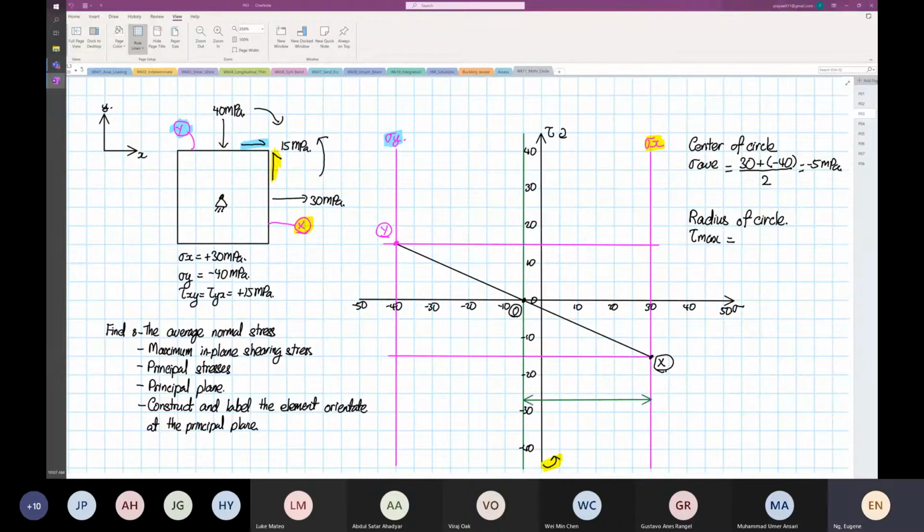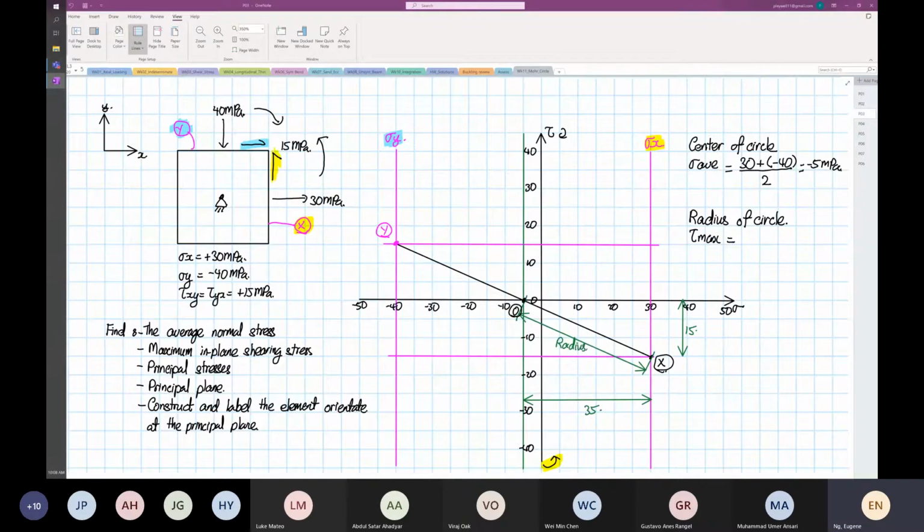So it's this distance that we need to find. That distance over there is 35. So this is 35, right? And then we need to find this height, the shear, and we know that this is 15. So why are we doing that? It's because we want to identify this distance, which is our radius.